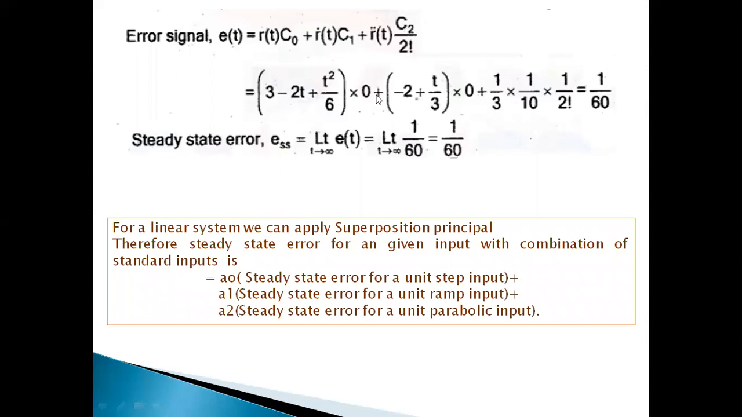Once we get that error function, substitute t is equal to infinity in that. So you will get 1 by 60. The steady state error ESS is equal to limit t tends to infinity E of t. So you will get 1 by 60. This is one way of solving, getting steady state error when the input is other than standard inputs.